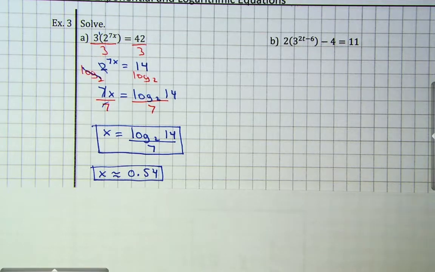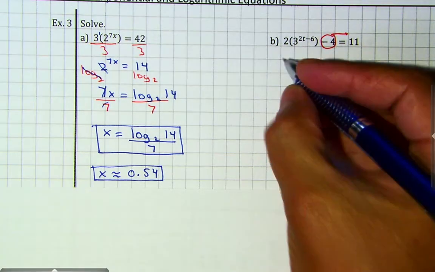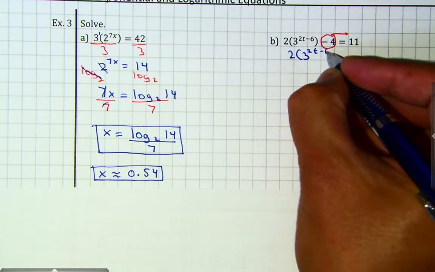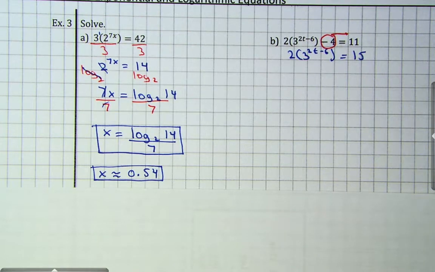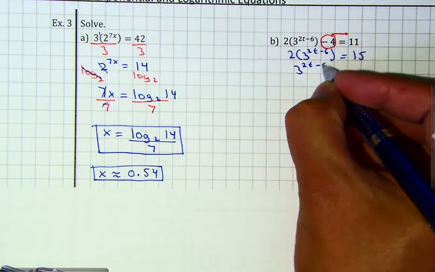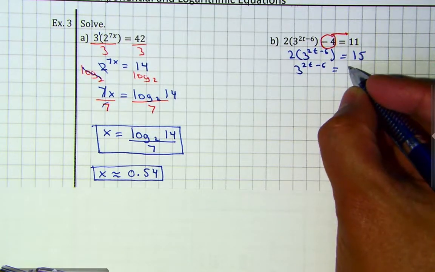So first, move the 4 to the right, becomes +4. So that gives you 15. So we have 2 times 3 to the power of 2t minus 6. Next, I need to get rid of the 2, so I'm going to divide by 2 on both sides, to end up with 3 to the power of 2t minus 6 equals 15 divided by 2. I can leave it as 15 divided by 2, but I'm going to leave it as a decimal, 7.5.